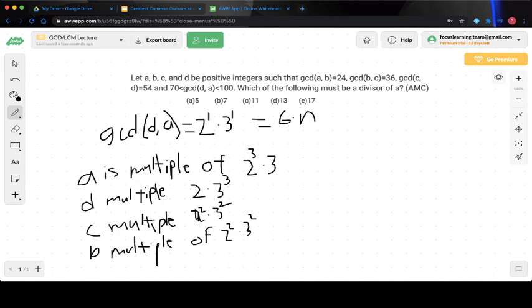That's not going to work. And then going to 11, 6 times 11 is 66. That's still too small. However, 6 times 13 works. So the GCD of D and A must be 6 times 13, which equals 78. And since A must be a multiple of 78, it must be a multiple of 6 and 13. So our final answer is D, 13. Also notice that 17 does not work since it's too big. 17 times 6 gets us a number that's greater than 100.